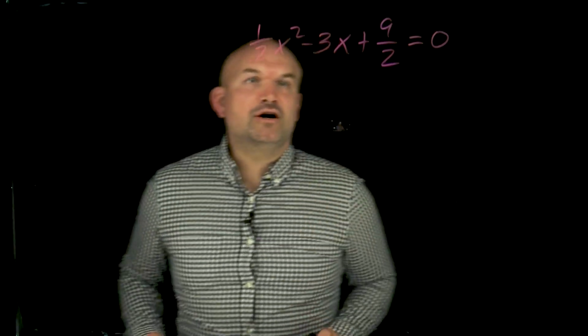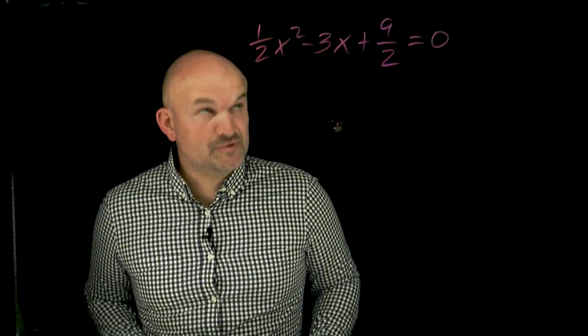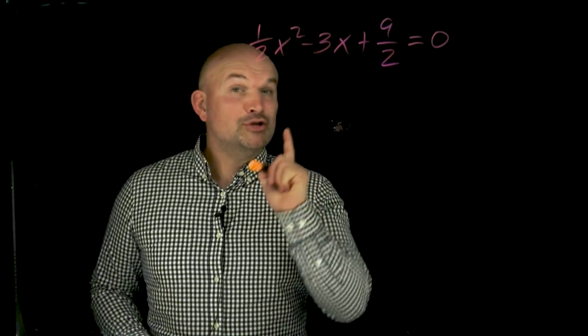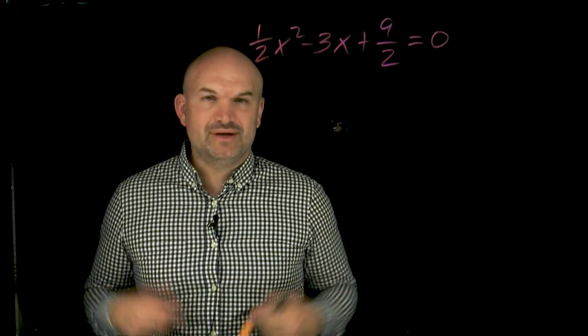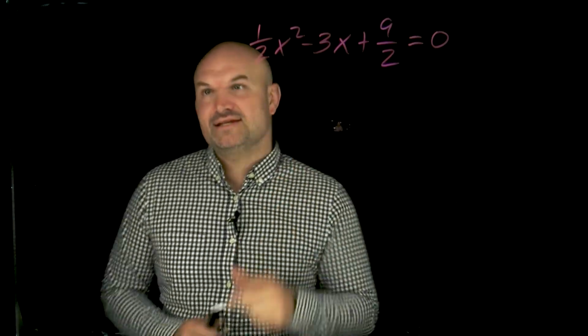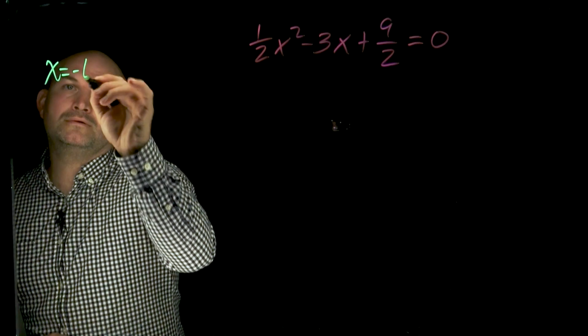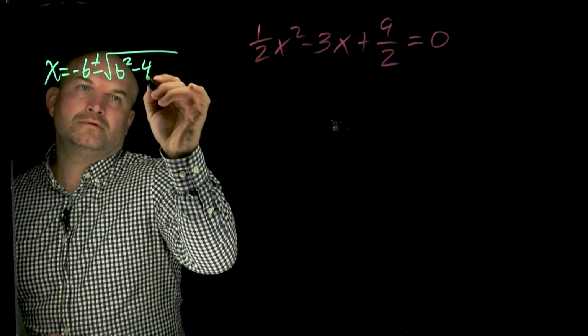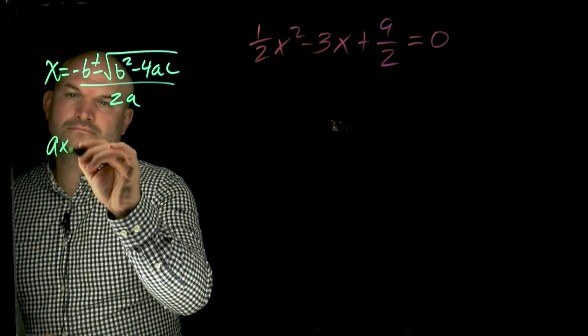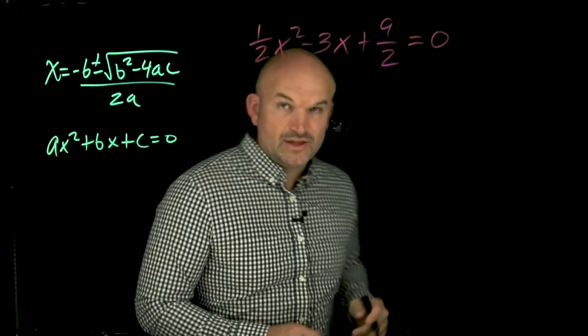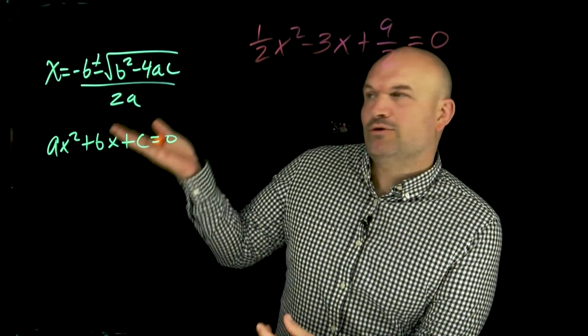All right, let's go ahead and solve this quadratic, 1/2 x squared minus 3x plus 9/2 equals 0, using the quadratic formula. So if we're obviously going to use the quadratic formula, there's two things I want you to know. All right, the first thing is obviously knowing the quadratic formula.